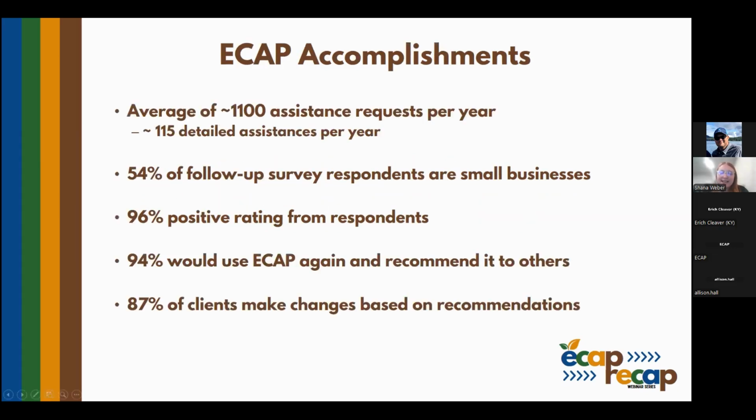And finally, I like to end my little talk about ECAP by giving some of our accomplishments that our program likes to share. We have an average of 1,100 assistance requests per year, with 115 of those being detailed assistances. 54% of follow-up survey respondents are small businesses. We have a 96% positive rating from our respondents, with 94% saying that they would use ECAP again and recommend it to others. And 87% of our clients make changes based on their recommendations. So we like to share what others think of our program as well.